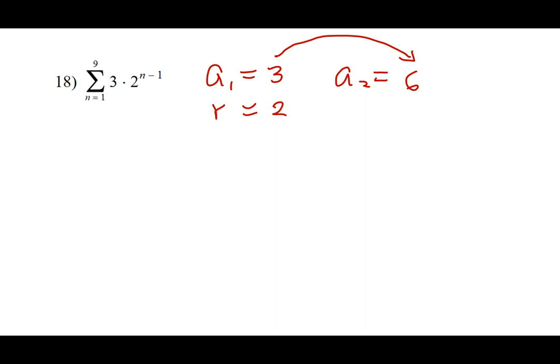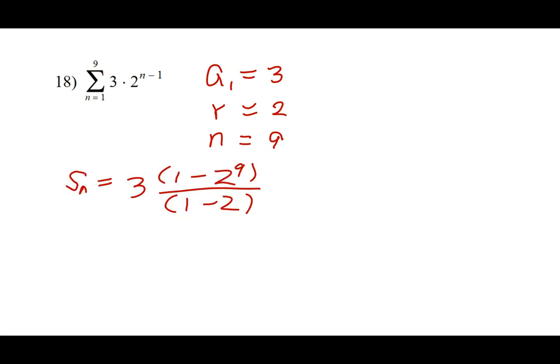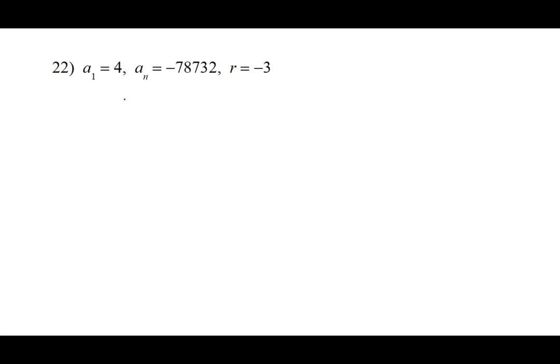Okay. And hopefully you could see that 3 comes from the coefficient and 2 is the base, but that's just a shortcut. You don't need to know that. And then you need to know the n. N is on top of the sigma notation, so n equals 9. And if you plug all that into the formula, so the sum is equal to all this, and work that out, it is 1,533. Okay, so next one, number 22.